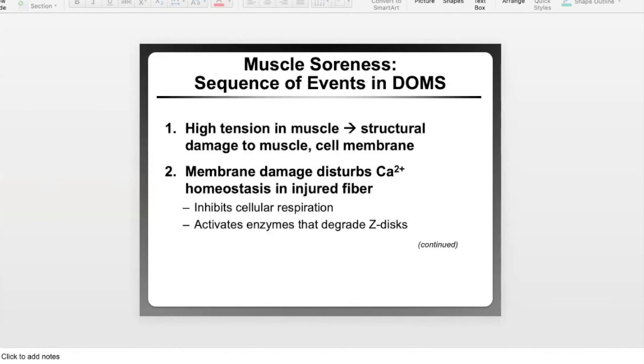So how does delayed onset muscle soreness happen? We said high tension in muscle caused by eccentric muscle contractions causing muscle damage to the cell membranes. And then that's going to potentially, because the membrane, the muscle fibers, the sarcoplasmic reticulum, it's not going to be able to distribute calcium as it may have done before. So I'm not going to be able to go through the normal cellular processes. The Z discs are all broken apart.